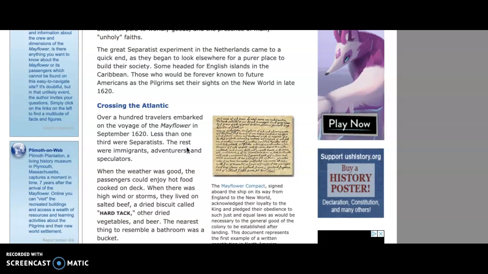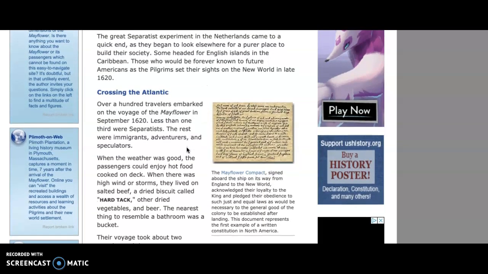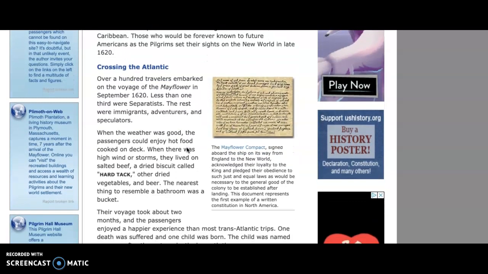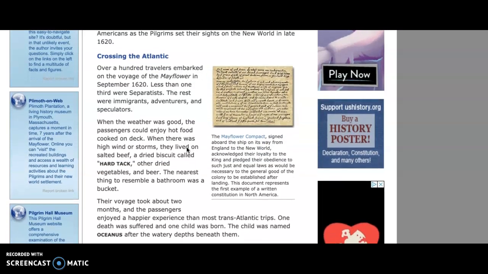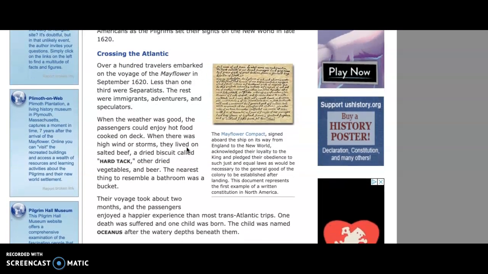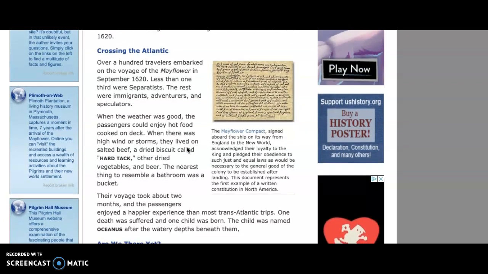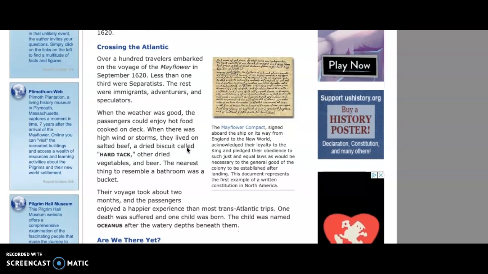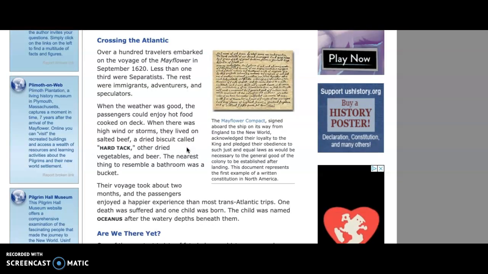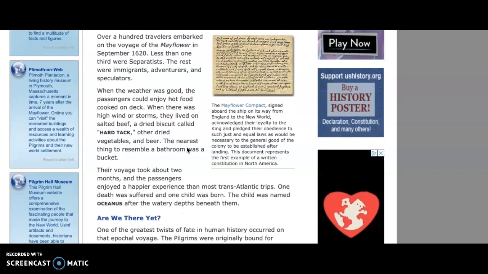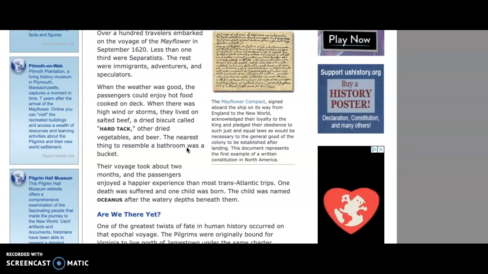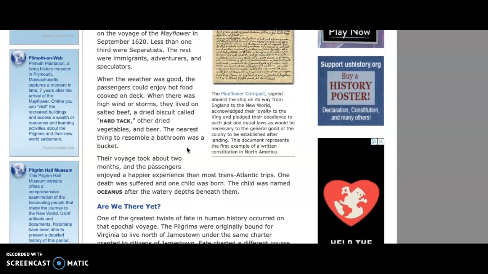Less than one-third were separatists. The rest were immigrants, adventurers, and speculators. When the weather was good, the passengers could enjoy hot food cooked on the deck. When there was high wind or storms, they lived on salted beef, a dried biscuit called hardtack, other dried vegetables, and beer. Nearest thing to resemble a bathroom was a bucket. So what they're trying to say is it wasn't an easy voyage over.